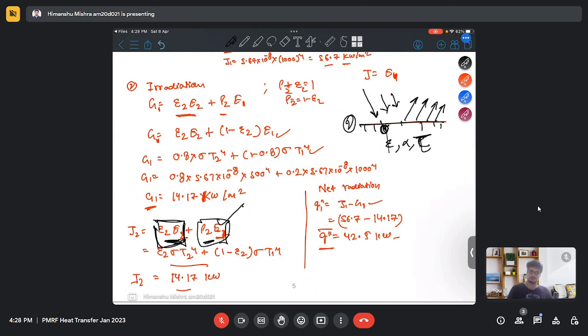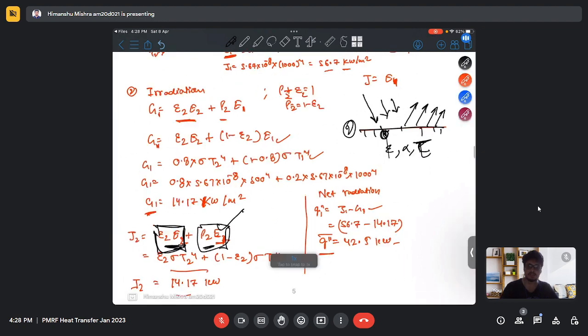Yeah. And okay then. You have taken reflectivity and that is less than 1. Yeah. Okay. So then let's move to the next.